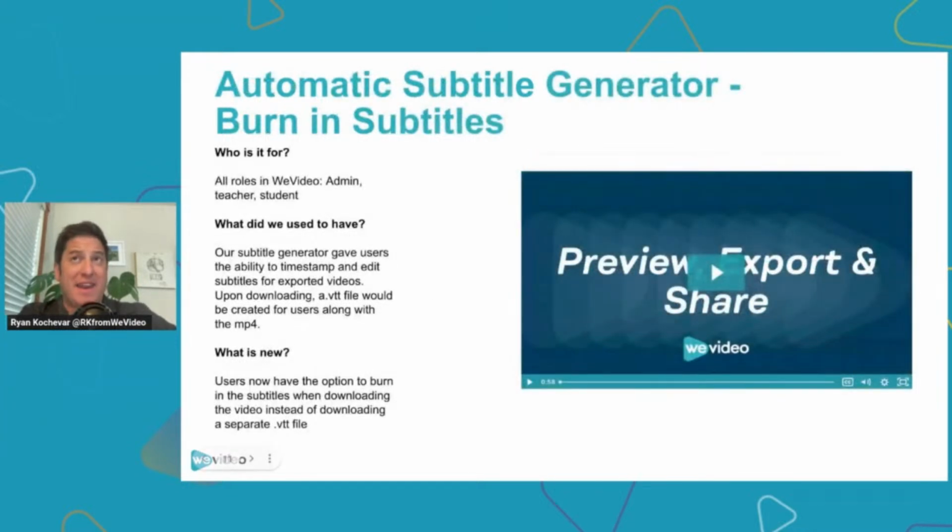Again, also we have the automatic subtitle generator burning in the subtitles to your MP4 exports. So who's it for? It's available for admins, teachers, and students. And what we used to have is a subtitle generator that we've had released for some time, the ability to timestamp and edit subtitles for exported videos. When you download that video, it would prompt you to then also download a .vtt file along with the MP4, or MP3 if you're downloading a podcast. And you can then use that VTT file on sites like YouTube or Vimeo to add captions or subtitles to your video to provide more accessibility to your audience.